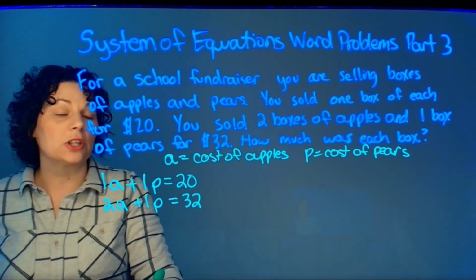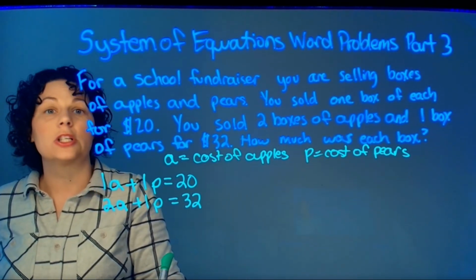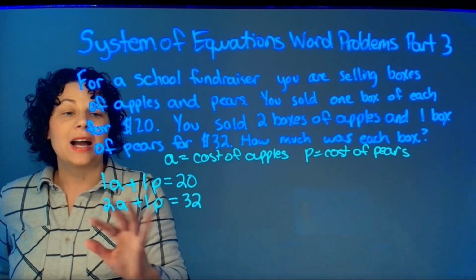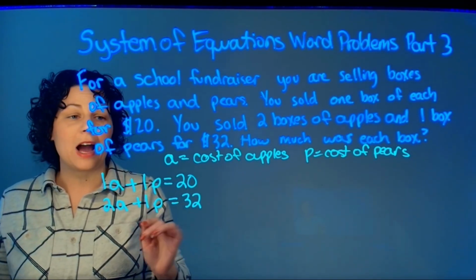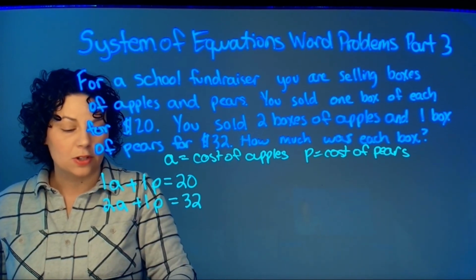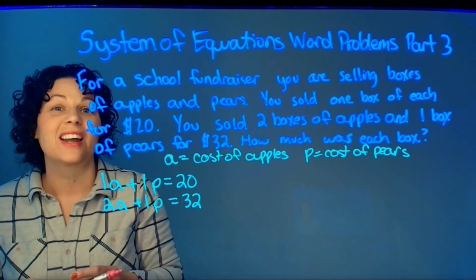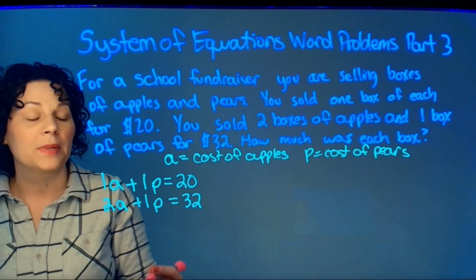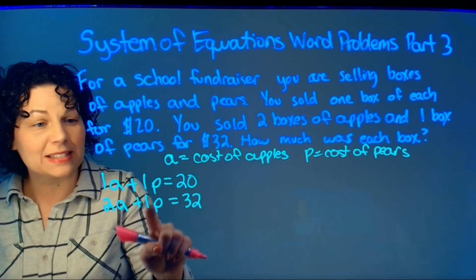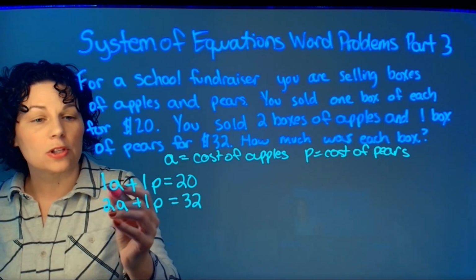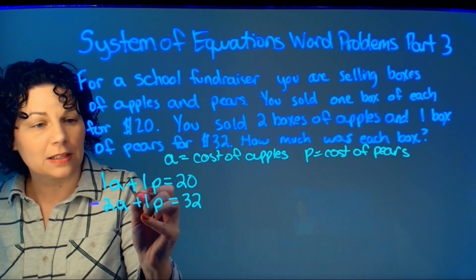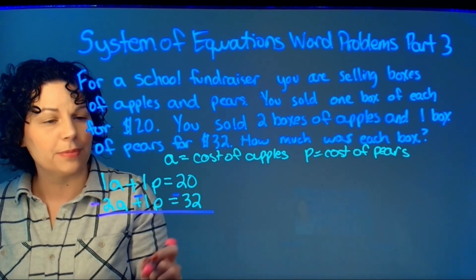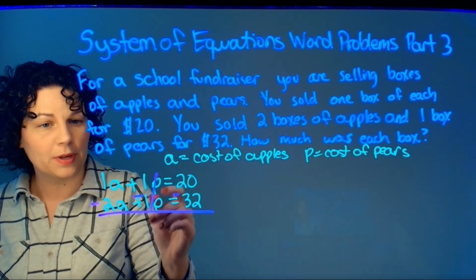Now, this is a really good one for either elimination or substitution. It doesn't matter which one you do. If I do substitution, I have to move some stuff around. So I'm going to do elimination because then I don't have to move anything around and get like an A or a P by itself. But if I look right here, the P's have the same number in front of them. So if I subtract my second equation from the first, the P will cancel.